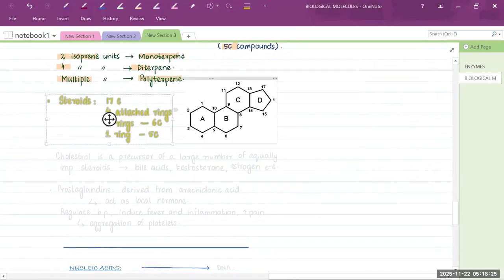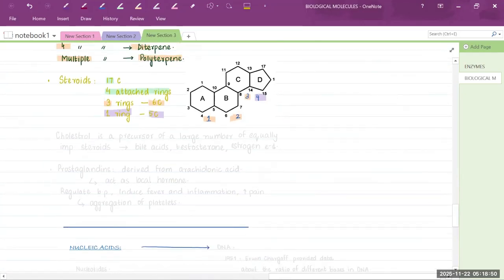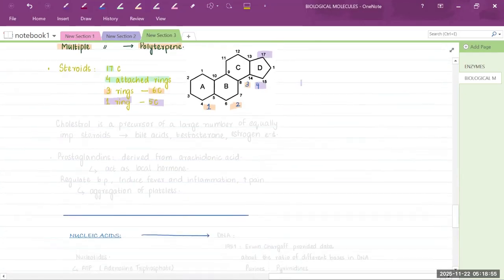Steroids are 17 carbon compounds. You need to remember these numbers. 17 carbon compounds and 4 attachments, as you can see here: 1, 2, 3, 4. And 3 rings are 6 carbon, as you can see these three: 1, 2, 3. And then one ring is 5 carbon, and that is this one, the fourth one, the 5 carbon one. And you can see 17 carbons here.